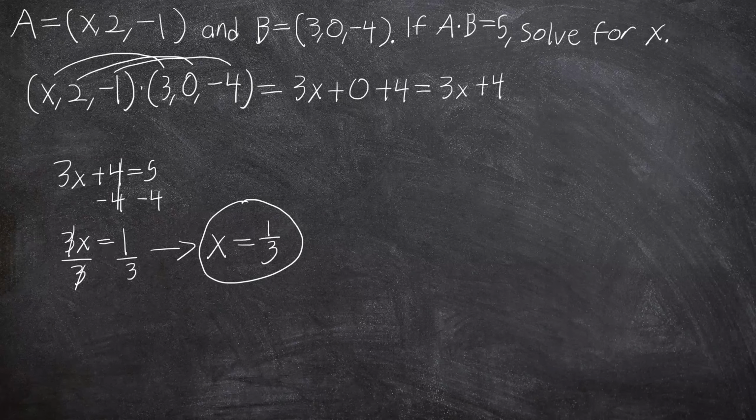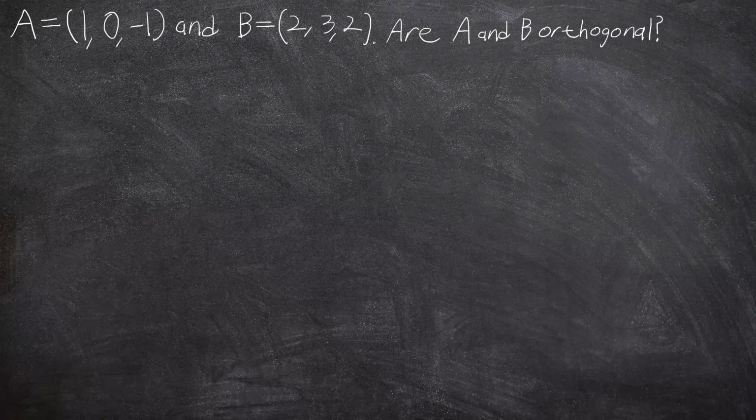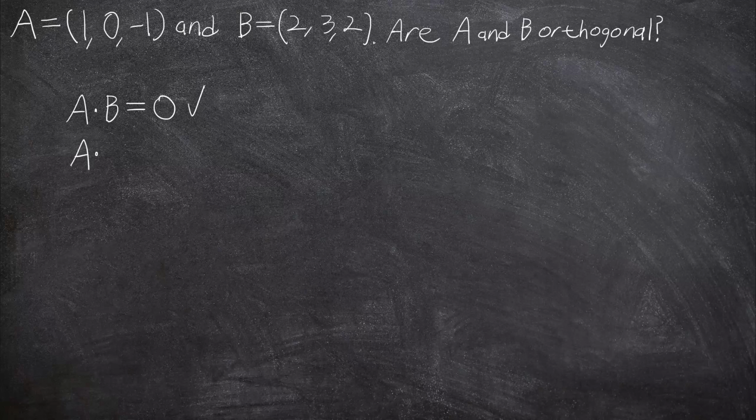Let's move on to the next one. Let's check for orthogonality now. If we are given a and b, are they orthogonal? So what does it mean when two vectors are orthogonal? If we are given a and b, we want to compute their dot product. If the dot product of a and b equals 0, that means they're orthogonal. However, if they don't equal 0, that means they are not orthogonal. So hopefully that gives you a good idea.